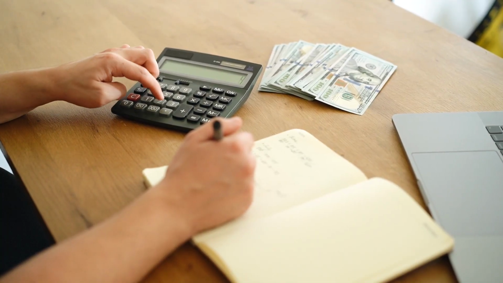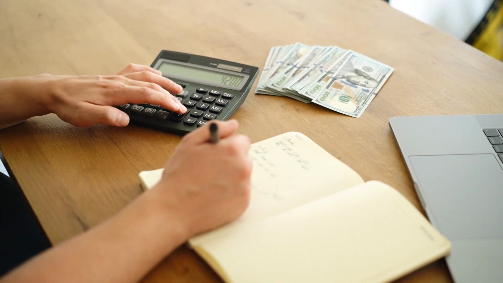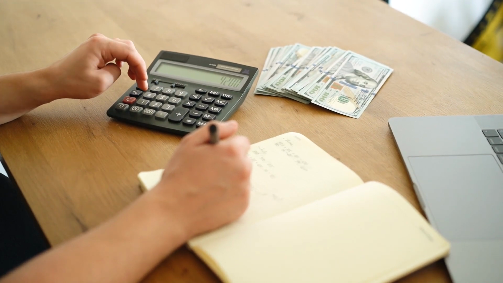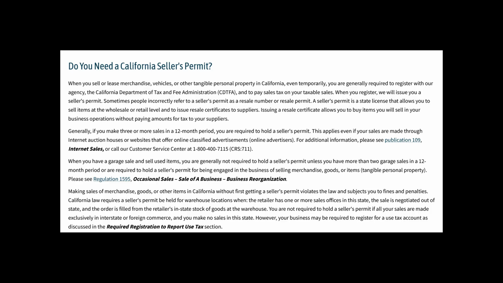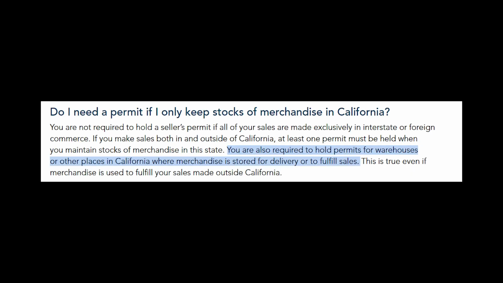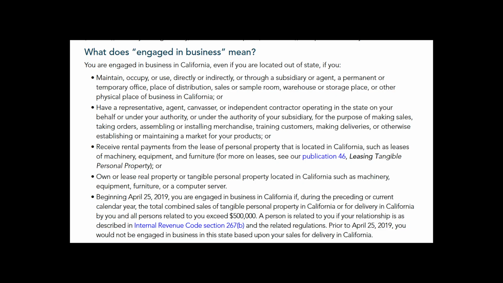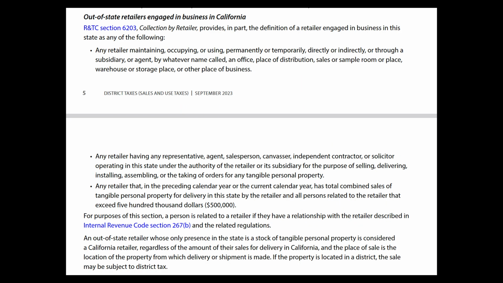California sales tax is filed through the CDTFA, the California Department of Tax and Fee Administration. You are required to obtain a California seller's permit, file and pay sales and use tax returns if you are selling tangible products in California, if your products are housed in a California warehouse, or if your customers are receiving their items in California and you meet the minimum sales threshold.